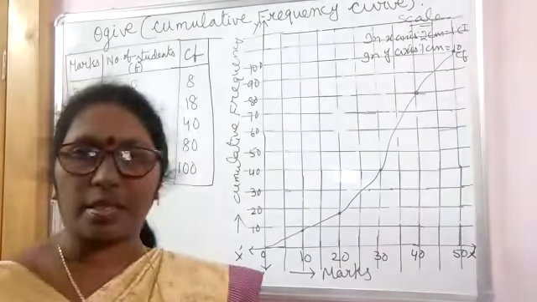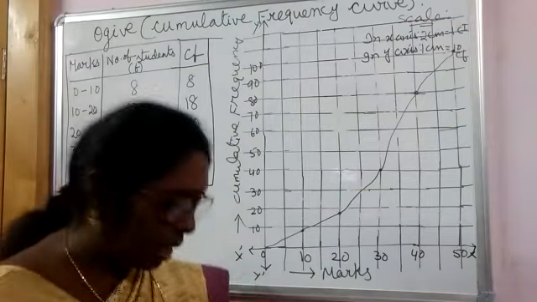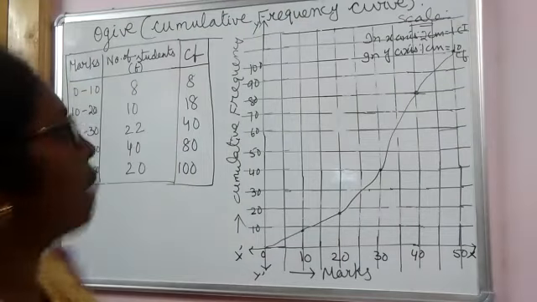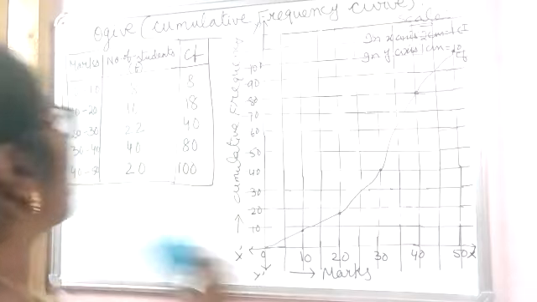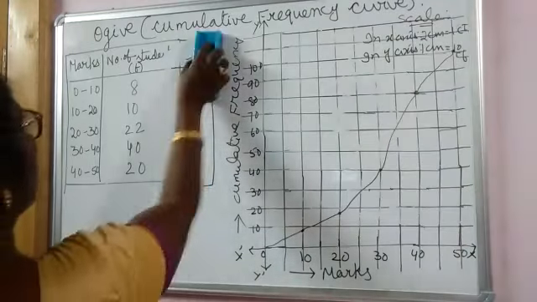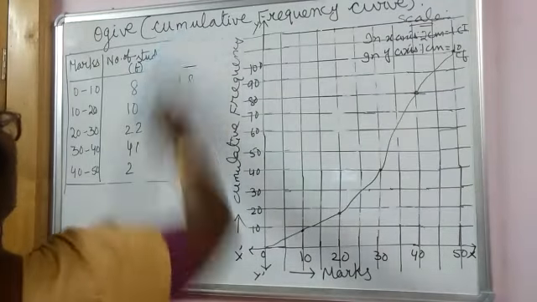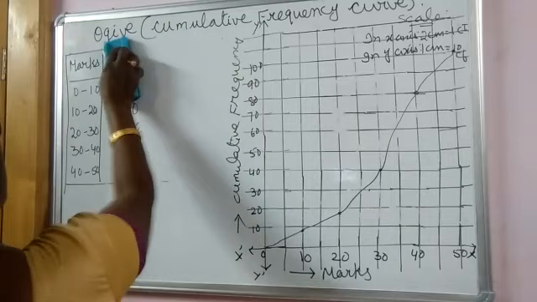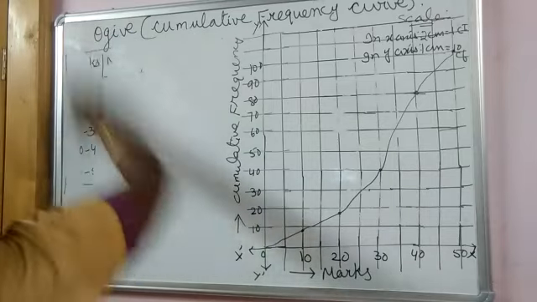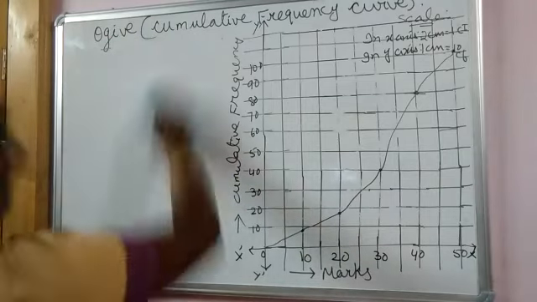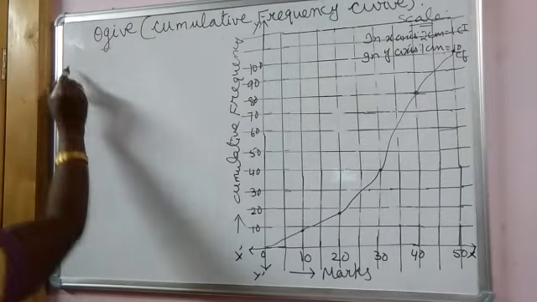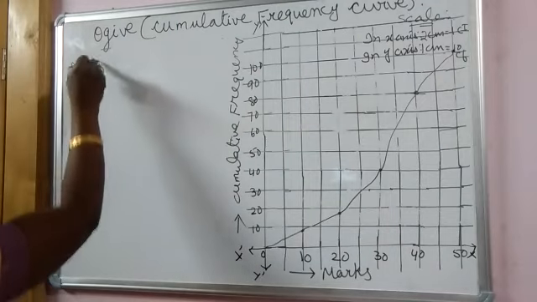OGive is constructed. Now let us learn how to find the quartiles from the graph. Now I am rubbing this, and let us see how to find the quartiles. Let me find the median, lower quartile, and upper quartile from the graph. How to find the median? First let me show you.